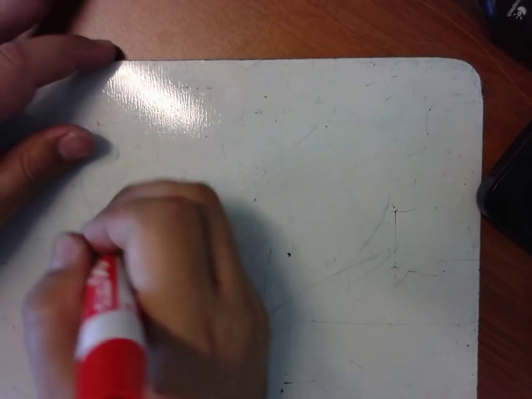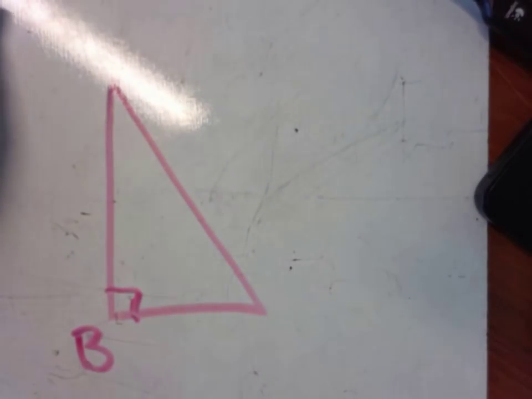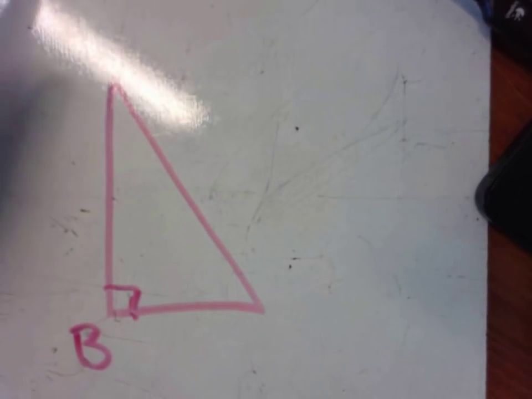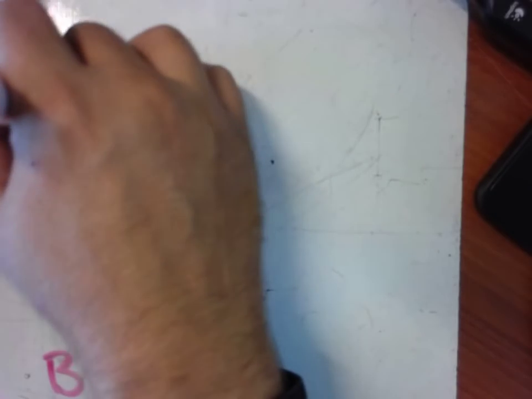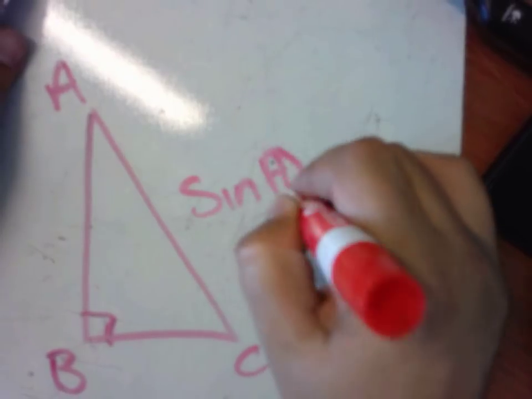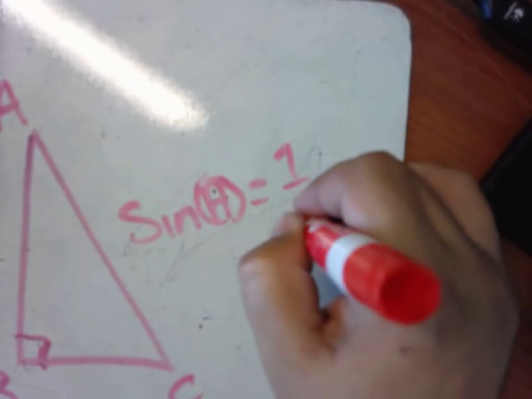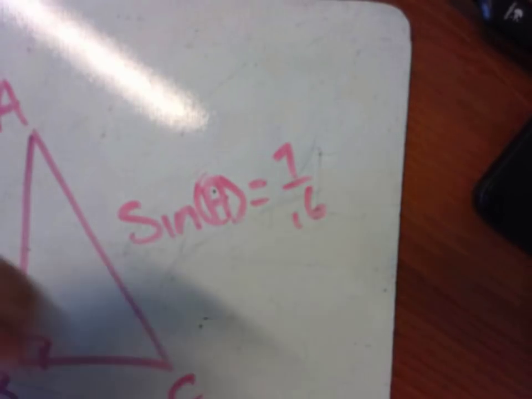Number 3, in triangle ABC, B is 90 degrees. Alright, so I know I have a right triangle, and I know B is my right angle. If the sine of A is 7 over 16, so it doesn't matter where A is. The sine of A equals 7 over 16. What is the cosine of C?